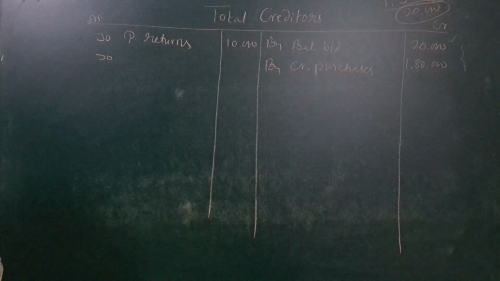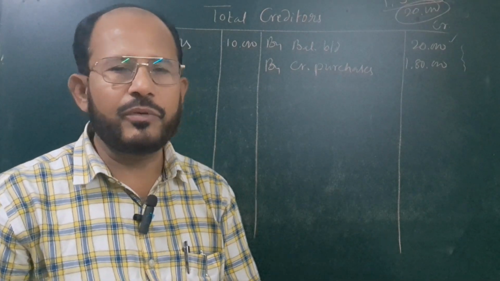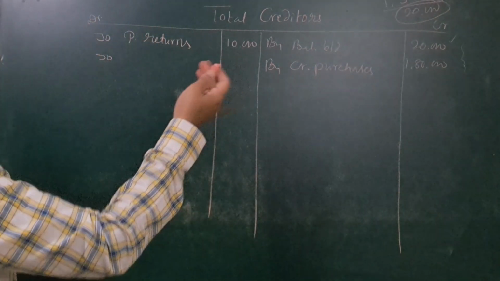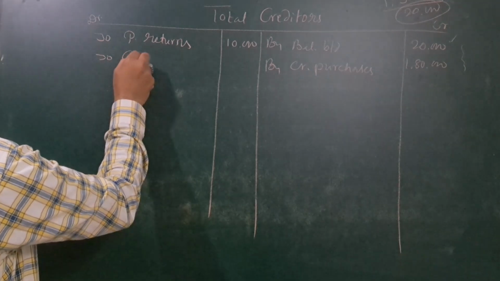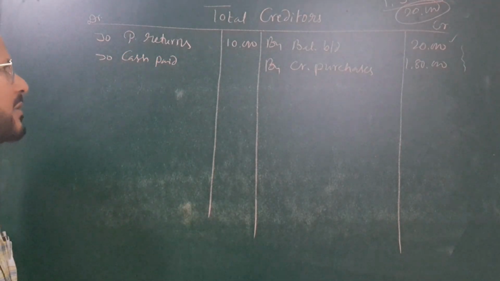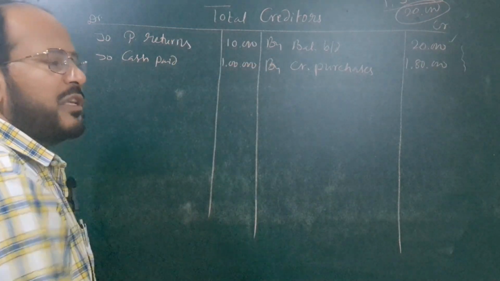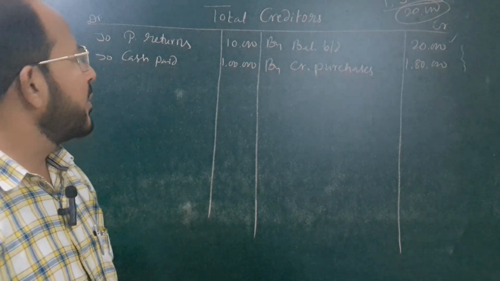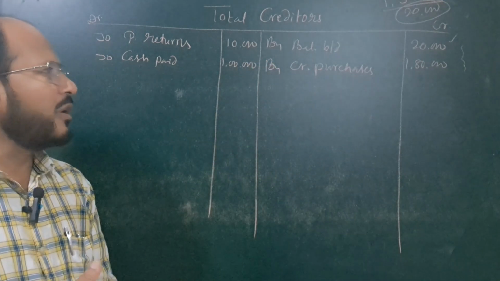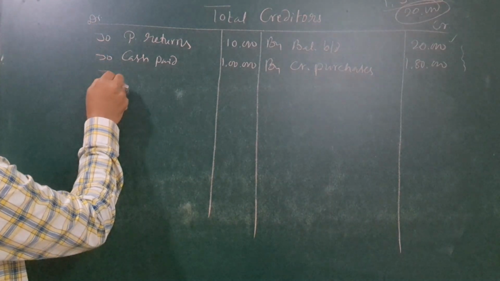Next one is during the year. Assume that we paid the amount in the form of cash. To whom? To our creditors. That also we have to write here. To cash paid to creditors. Assume rupees 1 lakh is paid during the current year. 1 lakh amount is paid in the form of cash.